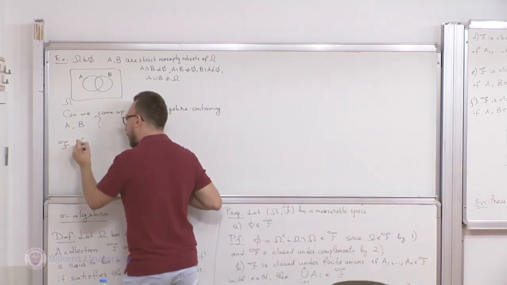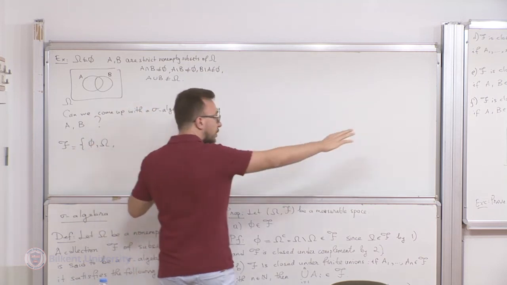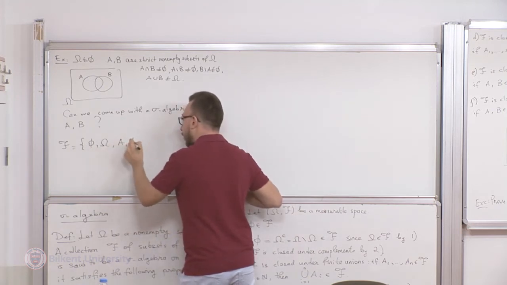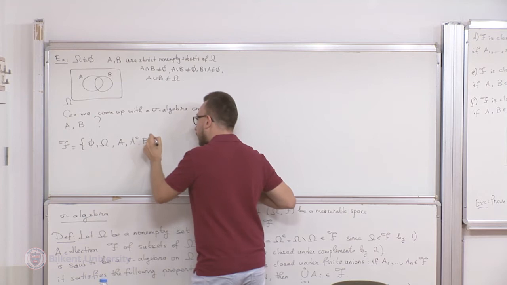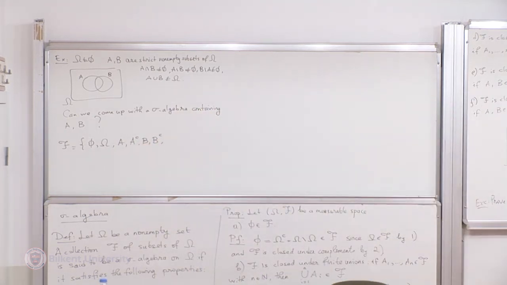Well, it's going to be a sigma algebra, so let's start with the easiest stuff. And let me also cheat from the previous example. A is here, so is A complement. B is here, so is B complement. Now what else? We're playing a game now, right?